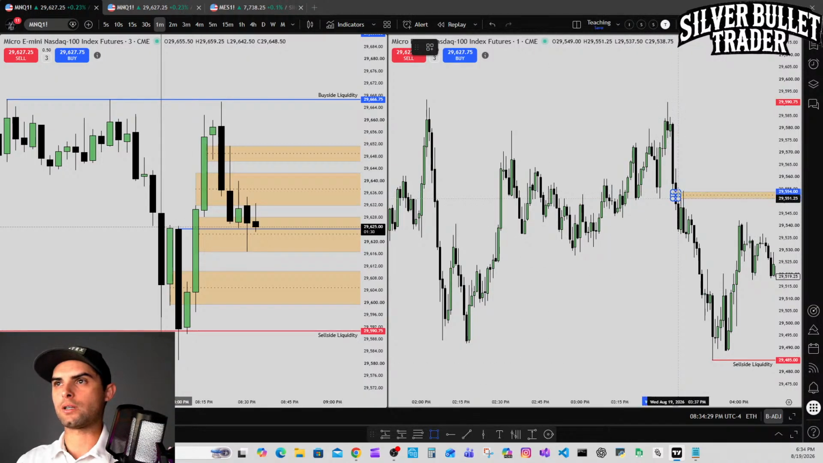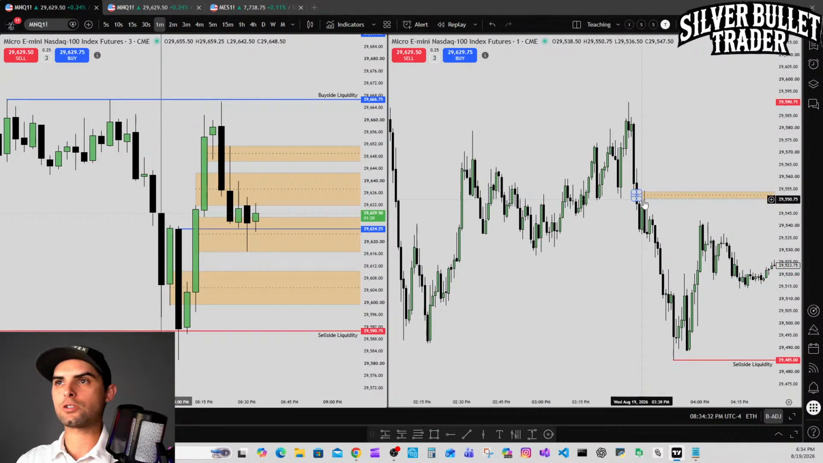This is what I would have liked to see during our evening session tonight: it pierces up into one of these fair value gaps, and then I would have traded short to this sell side. That's the model that I'm looking for.